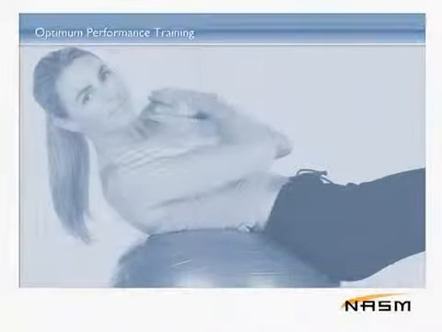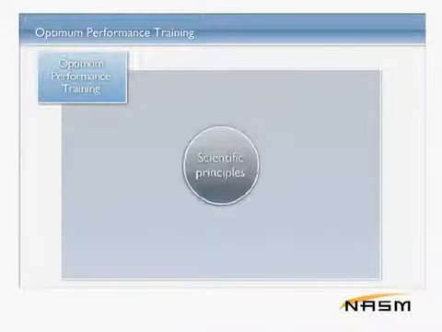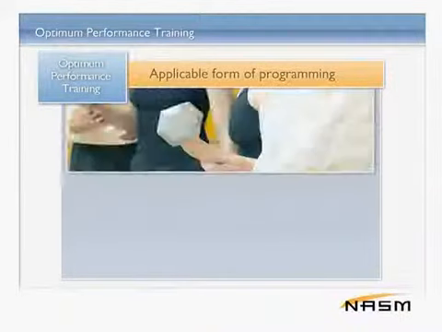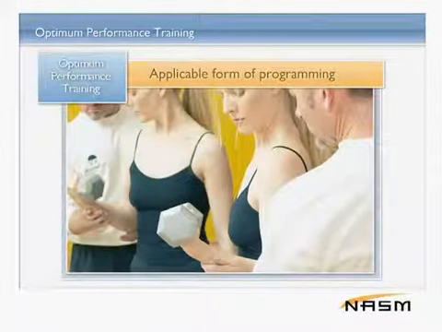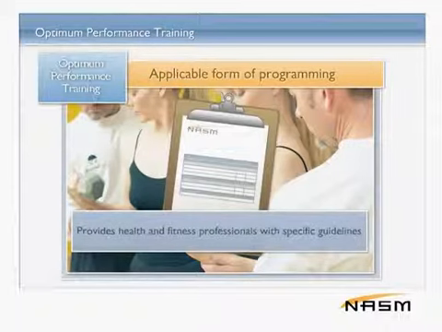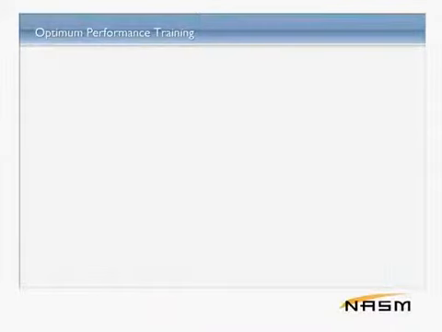Summary. The uniqueness of the OPT model is that it packages scientific principles into an applicable form of programming. This is a direct result of testing within NASM's clinical setting used on actual clients. NASM has developed a template that provides health and fitness professionals with specific guidelines for creating an individualized program. The program template contains client information and is broken down into 4 sections.